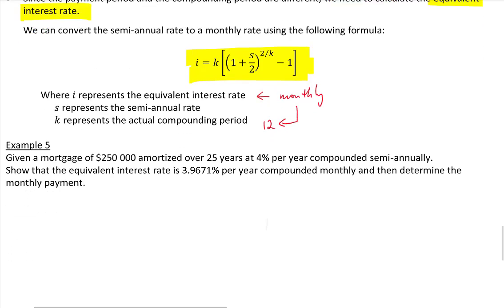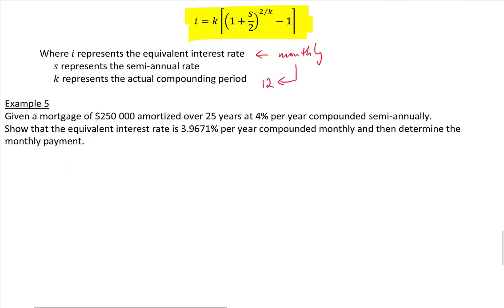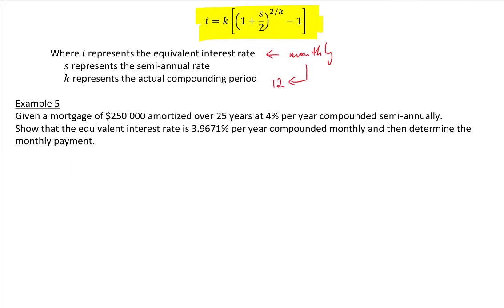So let's go through one example on how to find the regular payments for a mortgage. So example 5, given a mortgage of $250,000 paid over 25 years at 4% per year compounded semi-annually. Step 1, show that the equivalent interest rate is equal to 3.9671%, and then determine the monthly payment. So let's start with the equivalent interest rate. So i equals k times (1 plus S over 2) to the exponent of 2 divided by k, minus 1.